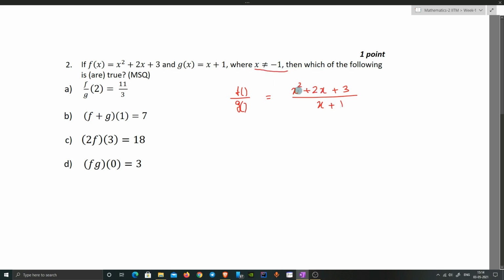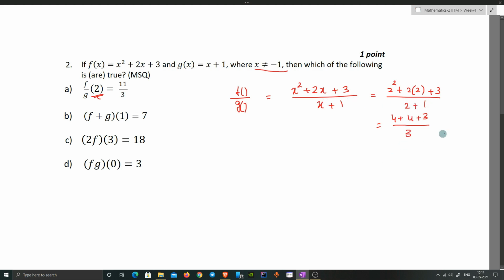Now they're asking us to substitute x equal to 2 in this equation. So let us do that. We can simplify this, but since this is a fairly simple equation, we can directly substitute. So we have 2 square plus 2 into 2 plus 3, whole divided by 2 plus 1. This is nothing but 2 square is 4, 2 into 2 is 4, plus 3, divided by 2 plus 1, so we have 3.